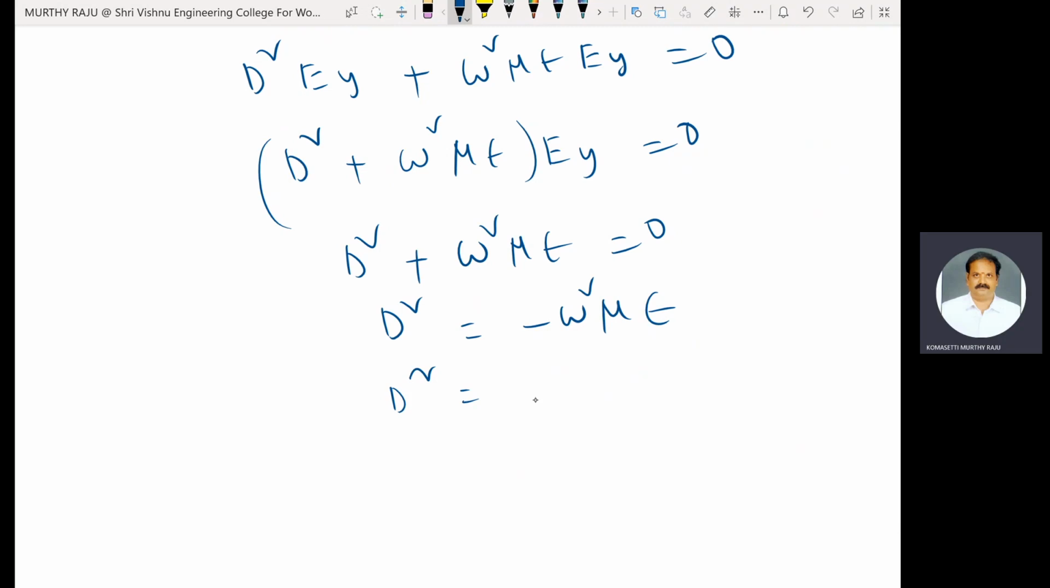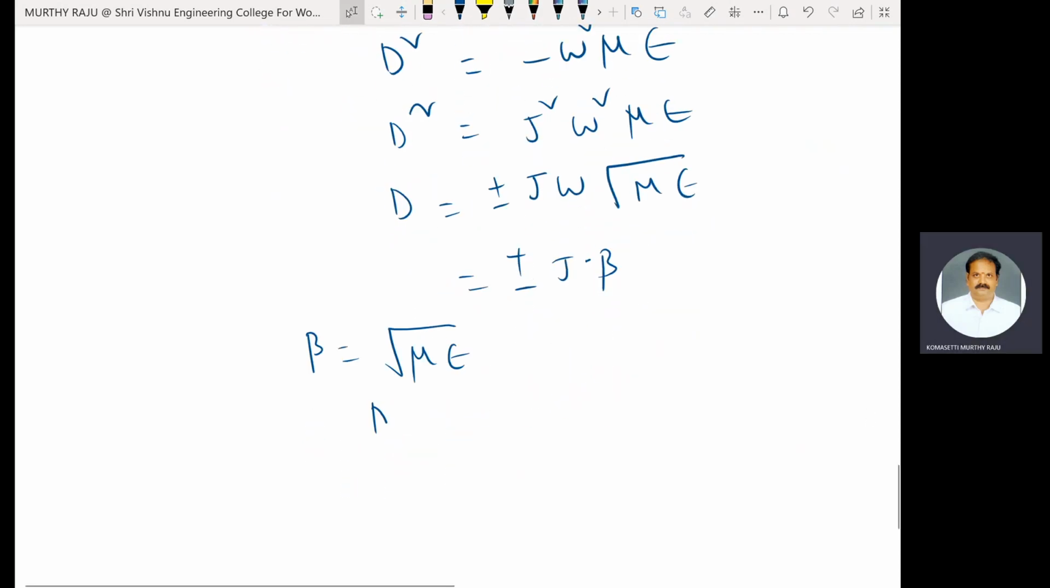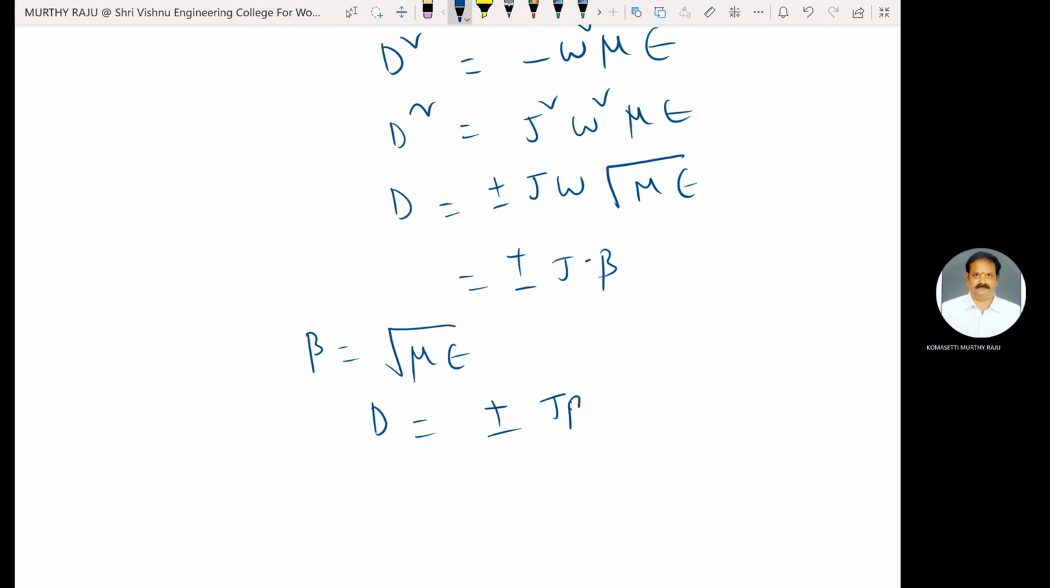D square is equal to minus 1, that is j square, times omega square mu epsilon. D is equal to j omega square root of mu epsilon. Two roots are there, that is D is equal to plus or minus j omega root of mu epsilon. Omega root of mu epsilon is beta, where beta is equal to omega square root of mu epsilon. So D is equal to plus or minus j beta.